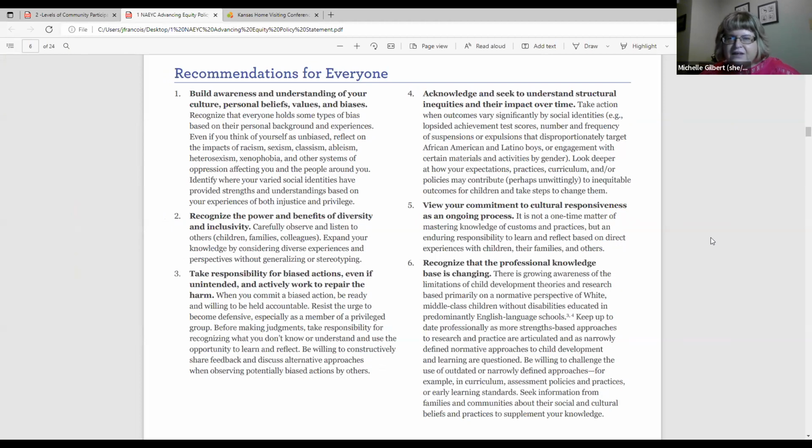As I stated, the NAEYC position statement does break down recommendations specific to those who are providing direct care in early childhood, to those that are providing pre-service and in-service training, professional development. And there's also a section of recommendations for policymakers as well. But today we thought that it would be most important for us to look at the recommendations for everyone. So the first recommendation: building awareness of our own culture, personal beliefs, values and biases.